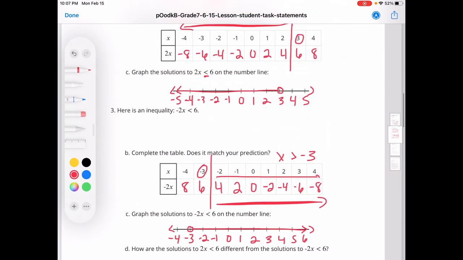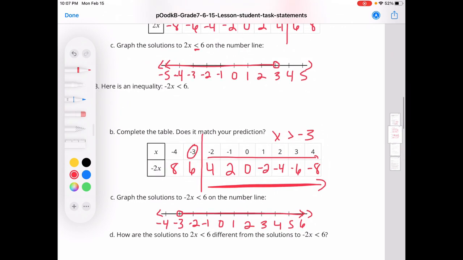So if you notice, the last inequality on number 2 was positive 2 times x is less than 6, whereas this problem is negative 2 times x is less than 6. So if you look at your number lines, you notice that on the previous problem, x had to be less than positive 3, whereas on this problem, x has to be greater than negative 3. And that's because our 2 went from positive to negative, and so that makes our arrows also move the opposite direction.